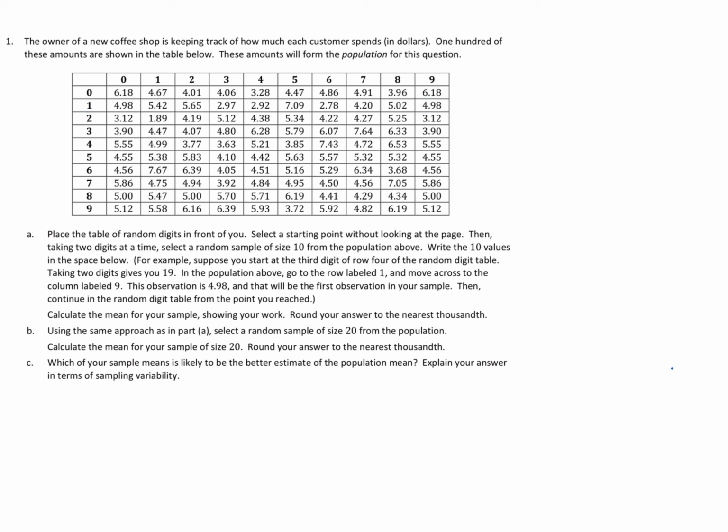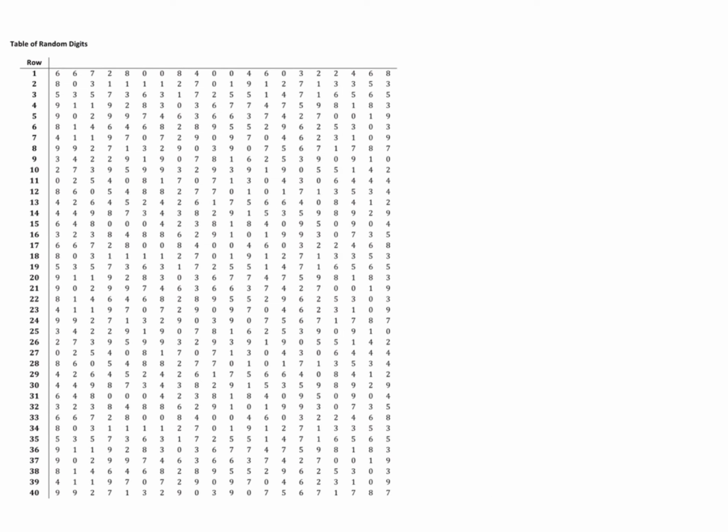You are going to use the random digit table and you're going to collect 10 samples. So place your pen somewhere on the paper without looking, and then you're going to use 2 numbers each time to create a sample.